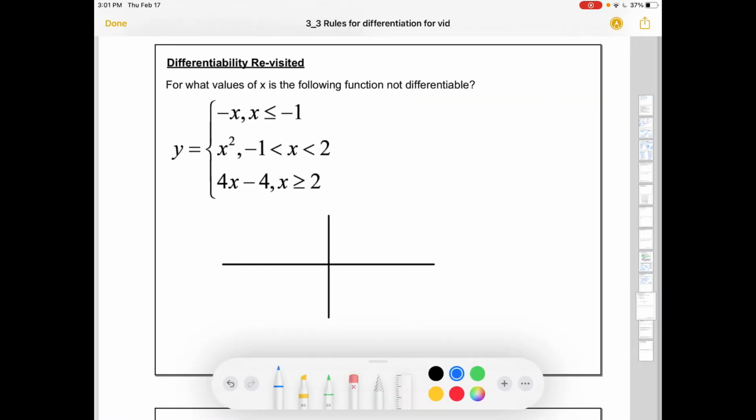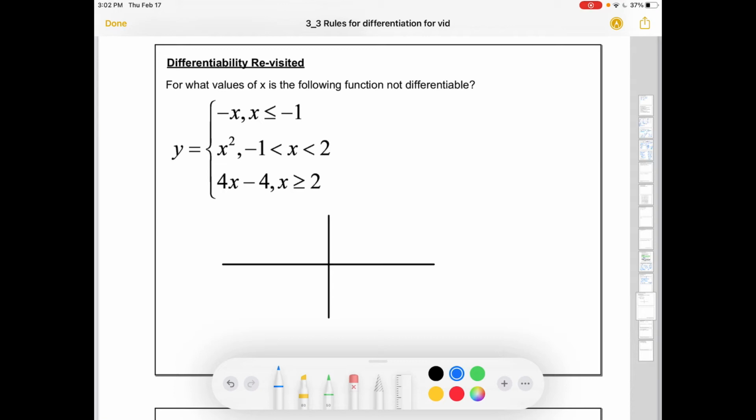The last thing we're going to investigate in this video is differentiability on piecewise functions. So remember that differentiability really just means the ability to find slope. On piecewise functions, that means at those split points, we need to have them connect. We need to have them connect smoothly. And we need to have them connect non-vertically.